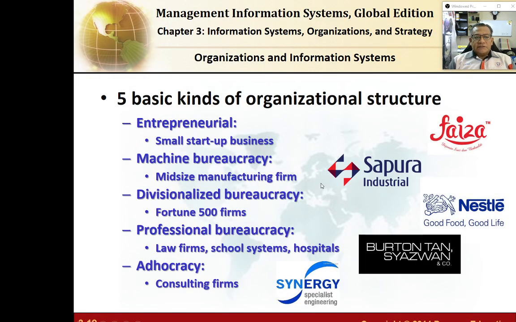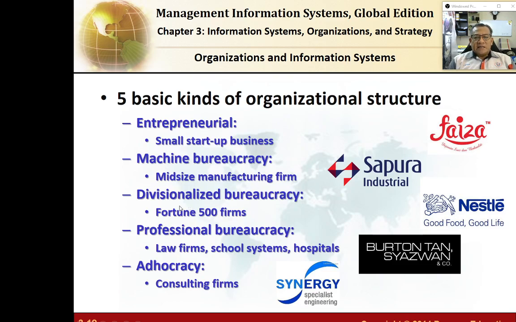Okay, so there are five basic kinds of organizational structure of organizations that use information systems. The first type of organization is called entrepreneurial. It's basically a family-based kind of company like Faiza. The second organizational structure is the machine bureaucracy. It is a bigger organization with a bigger network, like the Sapura group.